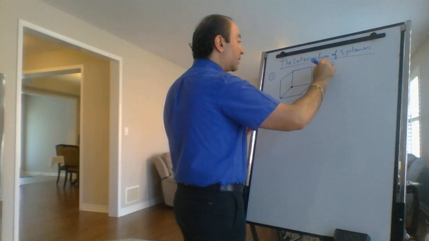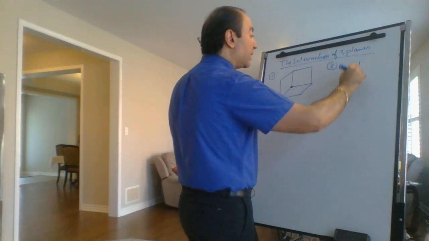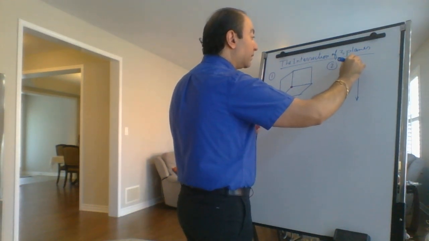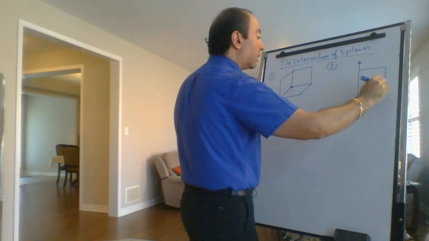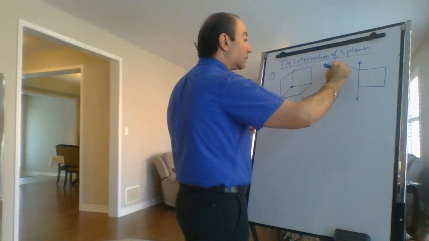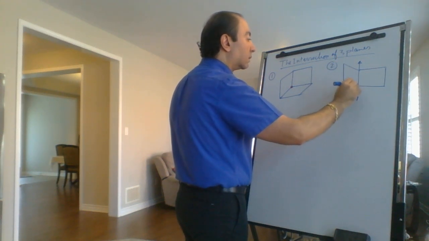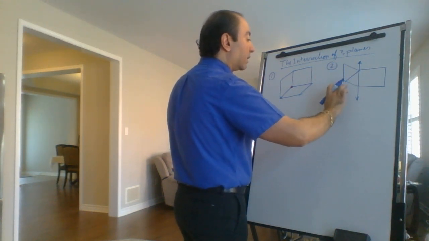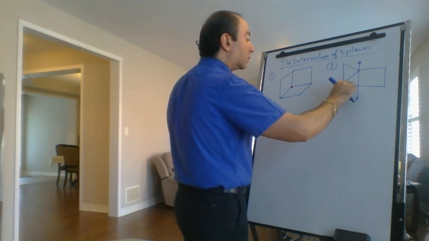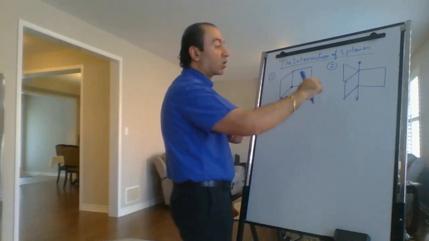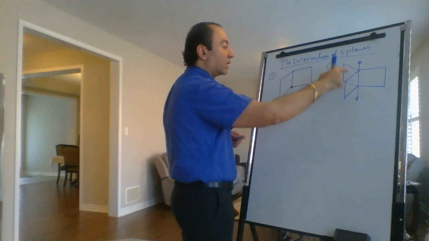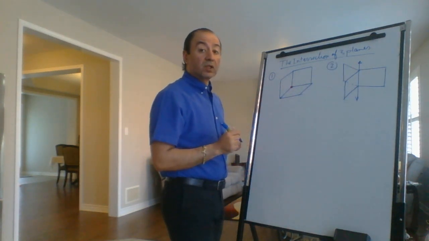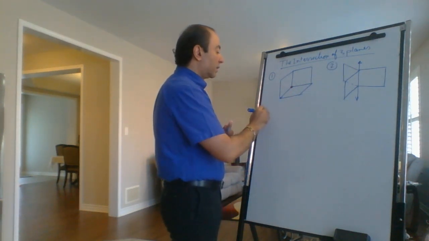The second case is when the 3 planes intersect in a line. So they share a line like this. This is like the pages of the book. The line here is common in the 3 planes. This is plane 1, this is plane 2, this is plane 3. They all share the same line.